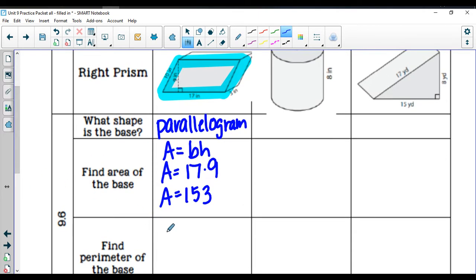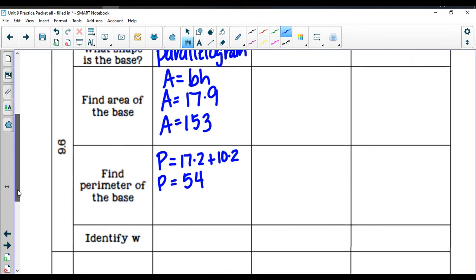To find the perimeter, I'm going to have to go around the outside. In a parallelogram, the opposite sides are the same. This is similar to a rectangle. So I'm going to have 17 times 2 plus 10 times 2. So for that perimeter, 17 times 2 is going to give me 34, and 10 times 2 is going to give me 20, for a perimeter then of 54 inches as I go around the outside.